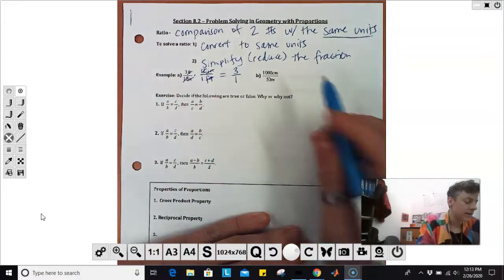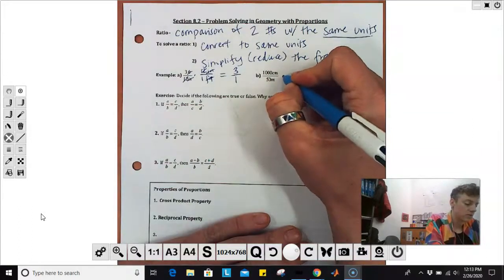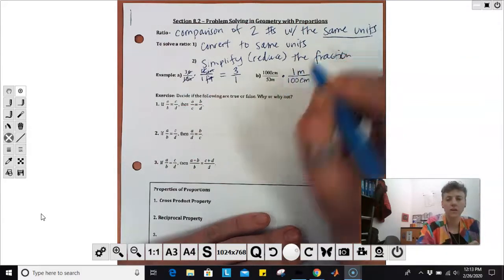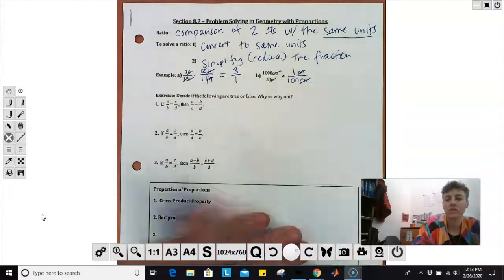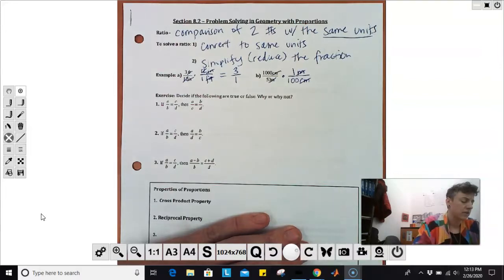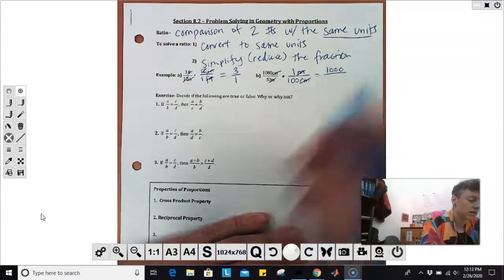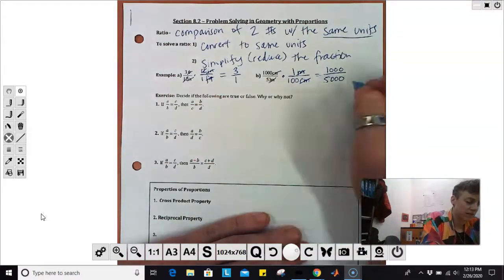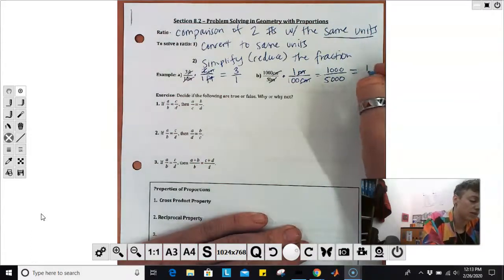Cool. All right, in B, we have 1,000 centimeters to 50 meters, but we know that we have 100 centimeters in 1 meter. And we've organized them that way so that our units cancel. Bye-bye. We have no more units anymore, which we should not. Then we multiply straight across, and we get 1,000 times 1, which is 1,000. 50 times 100 is 5 with 3 zeros. We can reduce that by dividing both of those by what? 1,000, and we get 1 to 5.